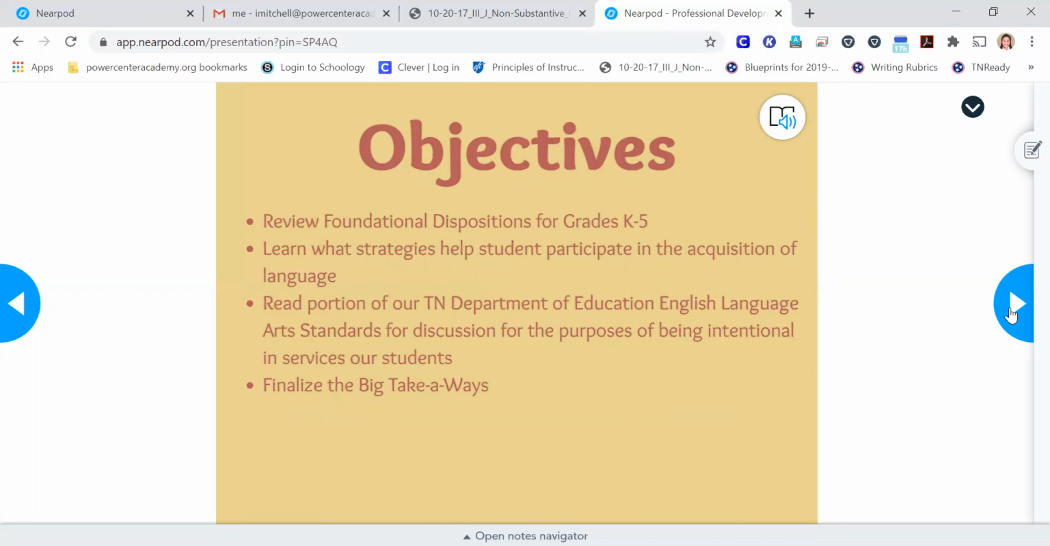During this asynchronous session, you will be able to review some foundational dispositions for grades K through 5. We'll learn what strategies help students participate in the acquisition of English and language arts. We'll take a moment and read a portion of the Tennessee Department of Education ELA standards, specifically pages 4 through 6, for the purposes of discussion and posting and being intentional with the curriculums again, CKLA, EL, and AF. Lastly, we'll finalize with reviewing each other's discussion board posts on the big takeaways of this session, whether you participated in the live synchronous session or asynchronous session.